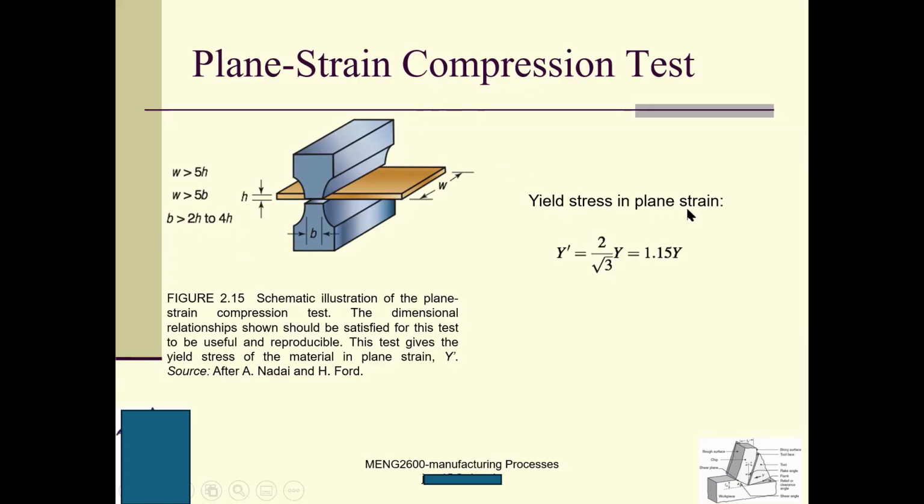So this is the yield strength in plane strain. Y prime equals this. Y is the yield strength of the bulk material. The size matters.